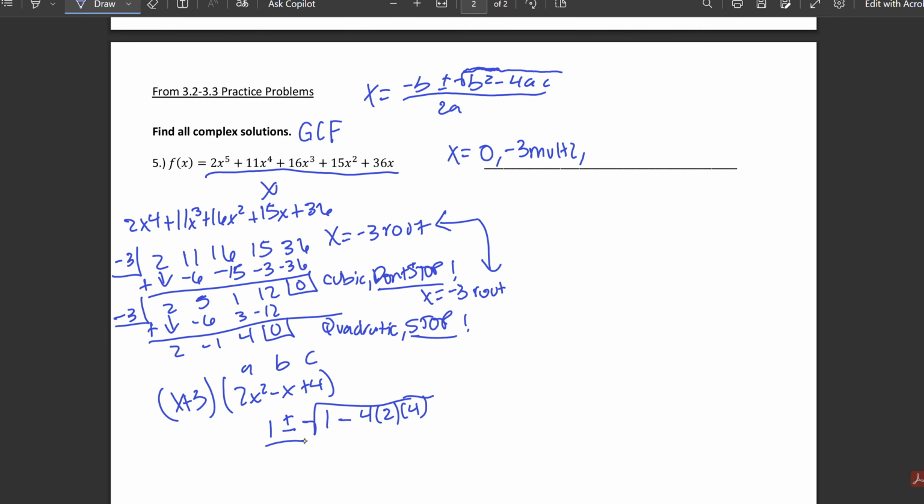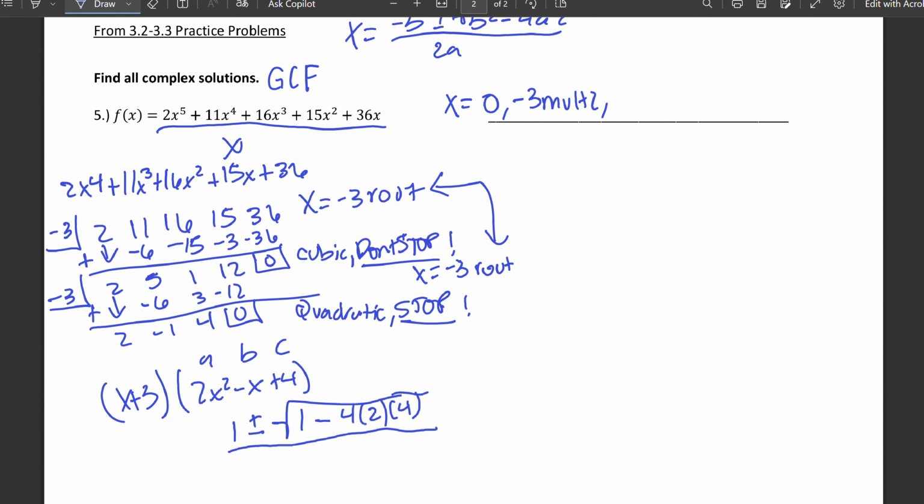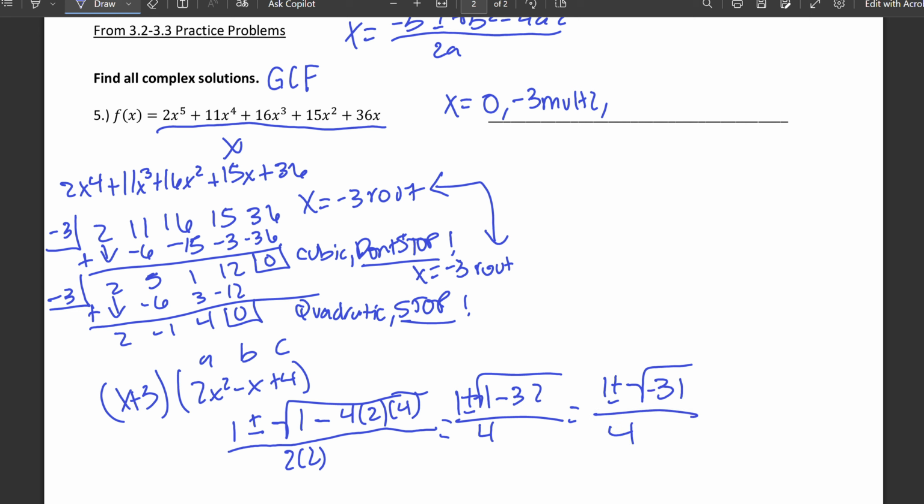And this is all over 2a, which is 2 times 2. What does this give me? This gives me 1 plus or minus the square root of 1 minus, 4 times 2 is 8, 8 times 4 is 32, so 32, over 4. And what does that turn into? 1 plus or minus the square root of negative 31 over 4. And what do we know about negatives and square roots?